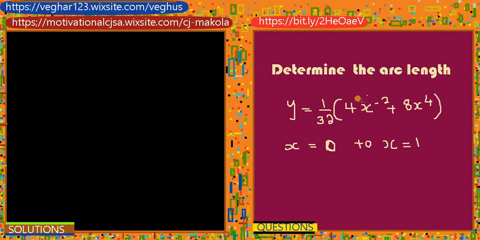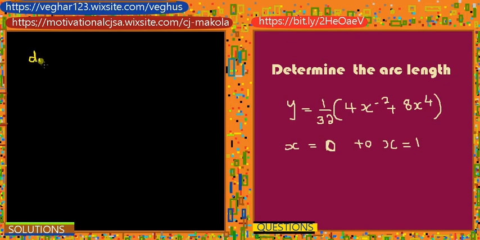Determine the arc length. To determine the arc length, first of all you square the derivative, you add 1 and then you put a square root, then after that you integrate. So first of all, let's start by deriving.